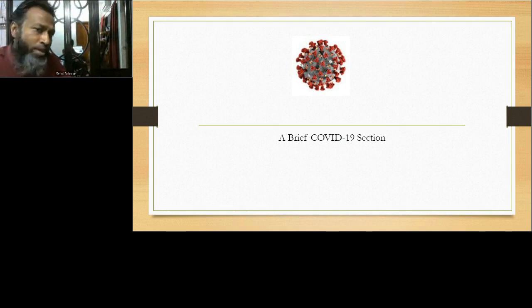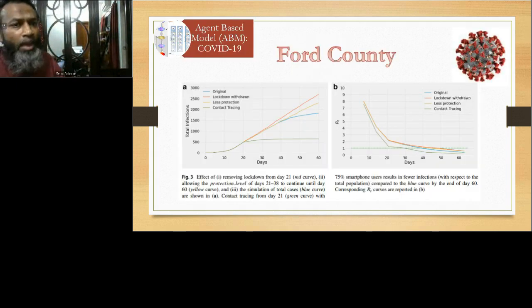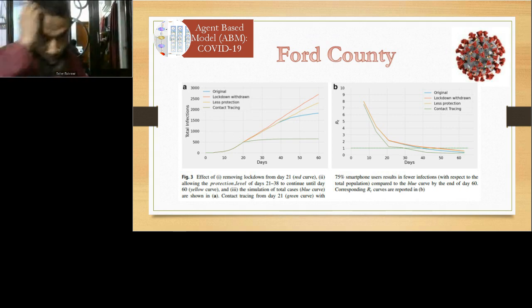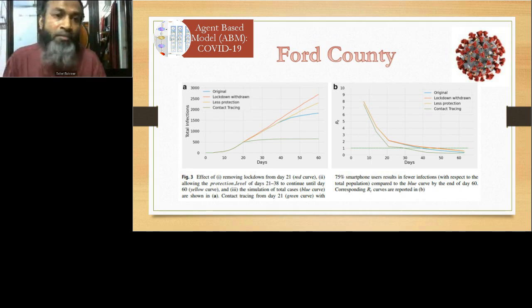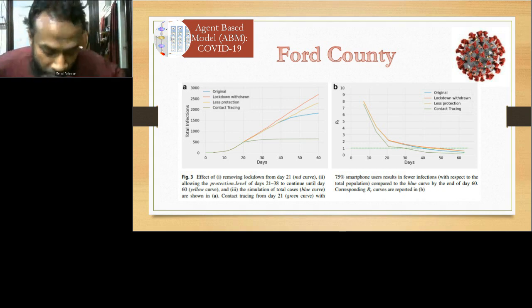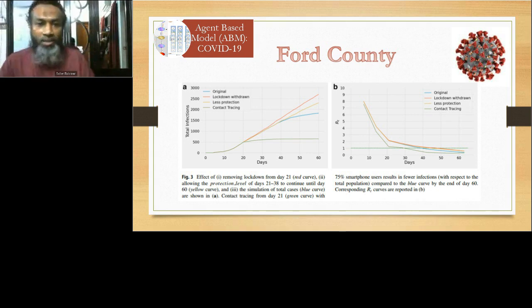So we implemented a COVID-19 model on Ford County, because Ford County, a county of the United States, had implemented very good strategies from the very beginning. We have shown that, with ABM, suppose we have a very good situation, we can show what would have happened otherwise if we hadn't taken that intervention. So for Ford County, we have these sorts of results.